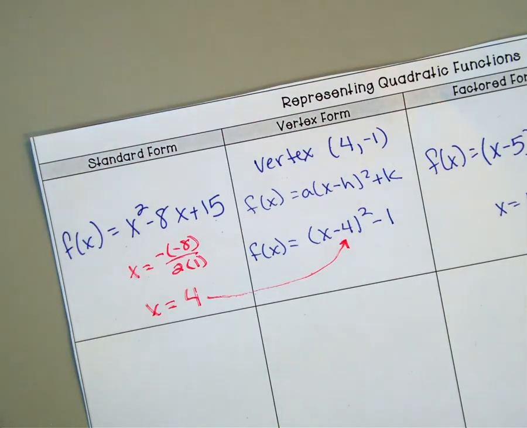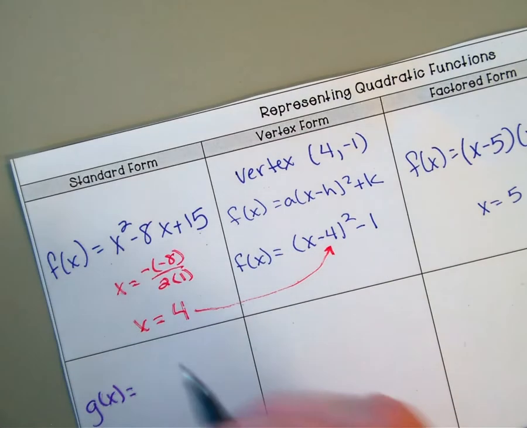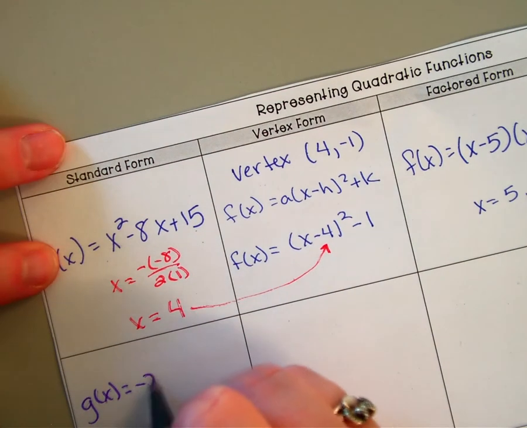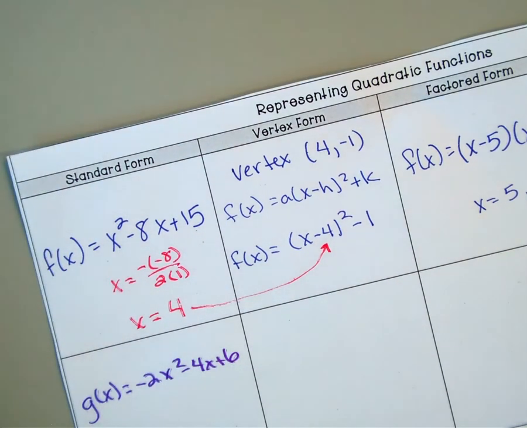All right, let's try another one. So let's say I have this time g of x equals negative 2x squared minus 4x plus 6. All right. So let's do our vertex form.